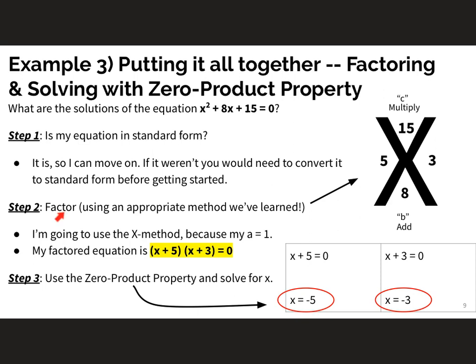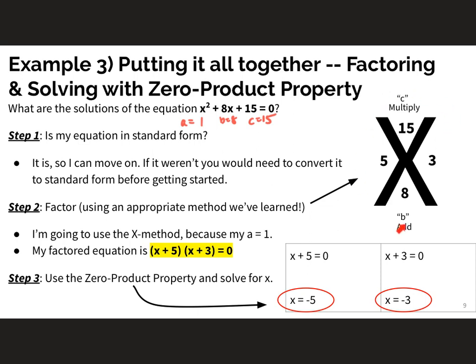Your step 2 is to factor using an appropriate method. When I look at this quadratic expression, I see that my a is my coefficient for my x squared term, so my a is 1, my b is 8, and my c is 15. Because I have a trinomial, with 3 terms in this expression, and my coefficient for my x squared term, my a, equals 1, I know that I can use the x method.